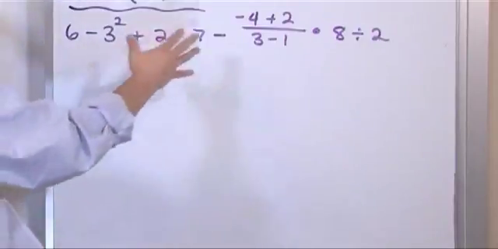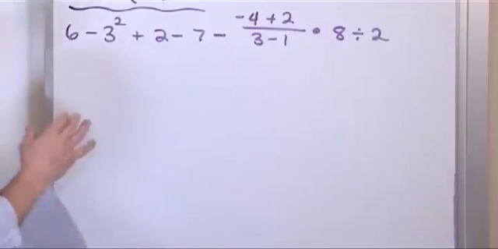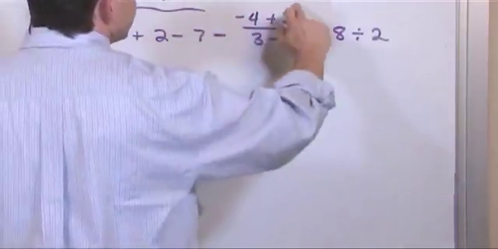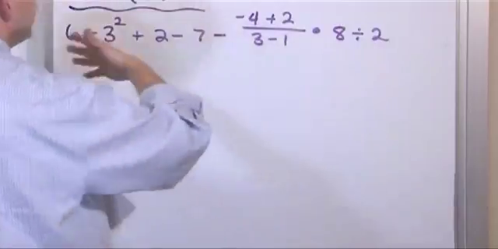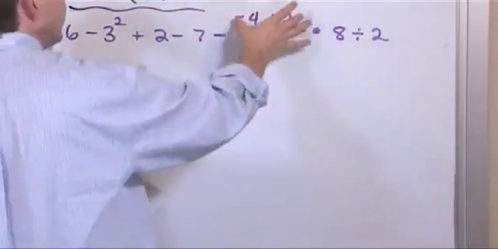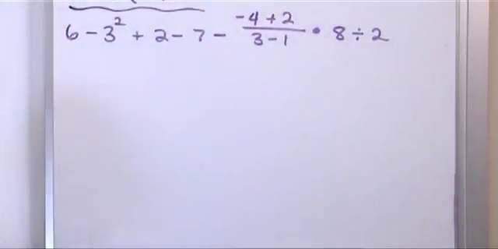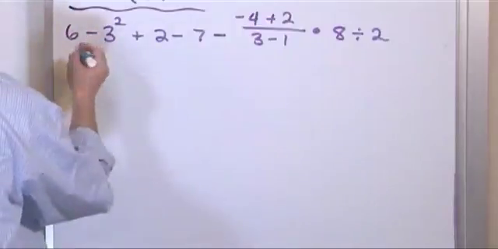We do have an exponent. We do have a lot of things going on. Remember, I want you to imagine that in the top of this fraction, there's an imaginary parentheses here and here. And so since there's no other parentheses anywhere else, we're going to zero in on this and perform that first. So let's go ahead and do that. We're going to do a lot of rewriting here.